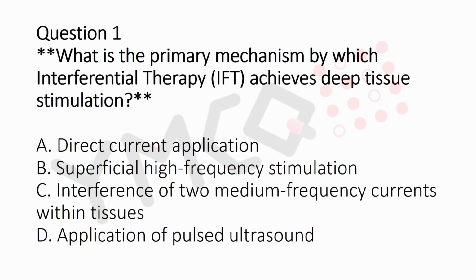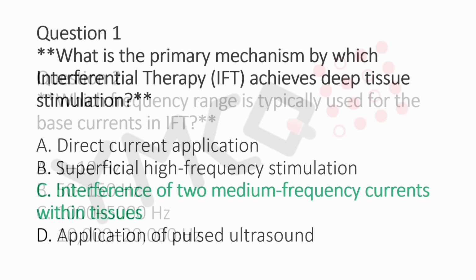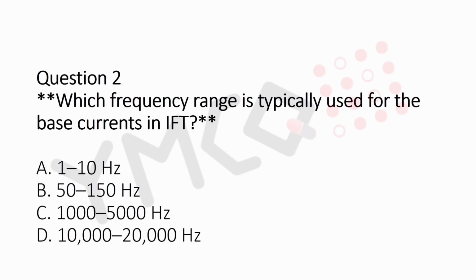Option D, application of pulsed ultrasound. And the answer is option C, interference of two medium frequency currents within the tissues. Now let's move to question number 2. Which frequency range is typically used for the base currents in IFT?